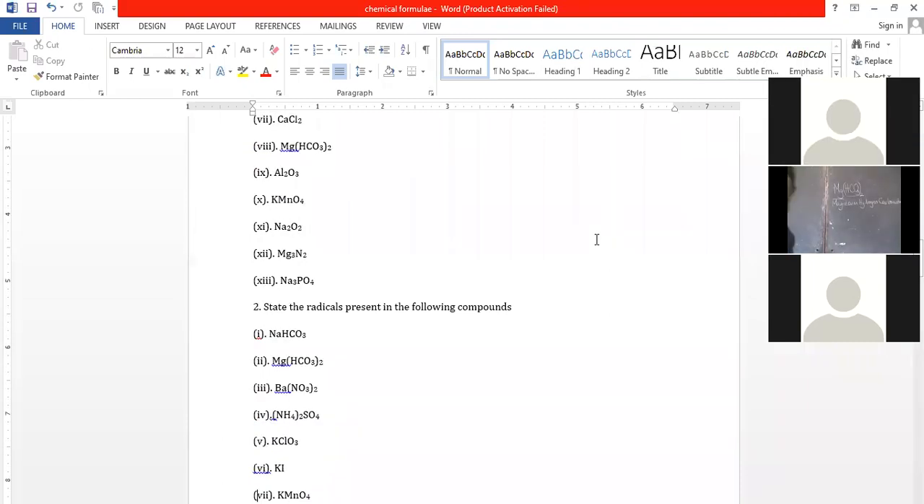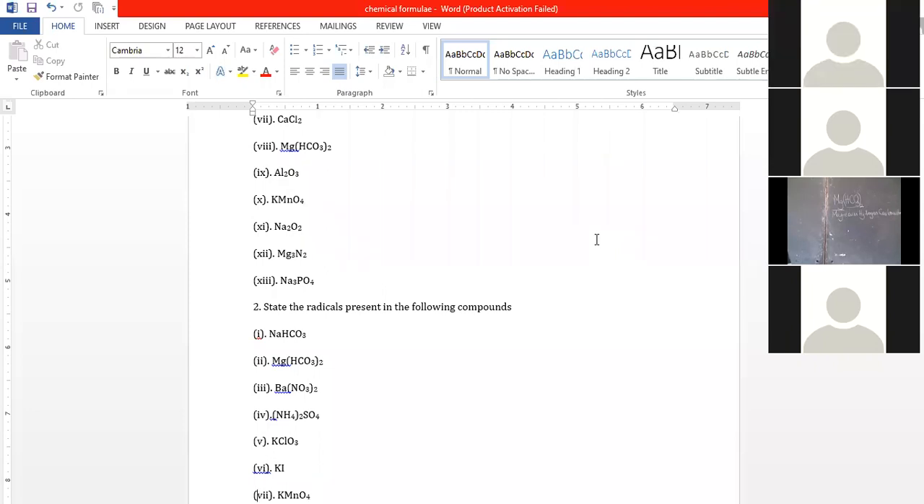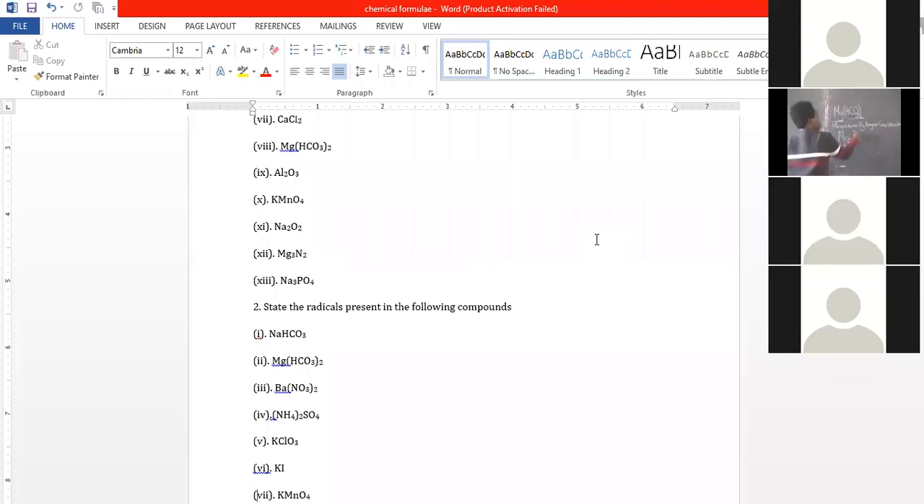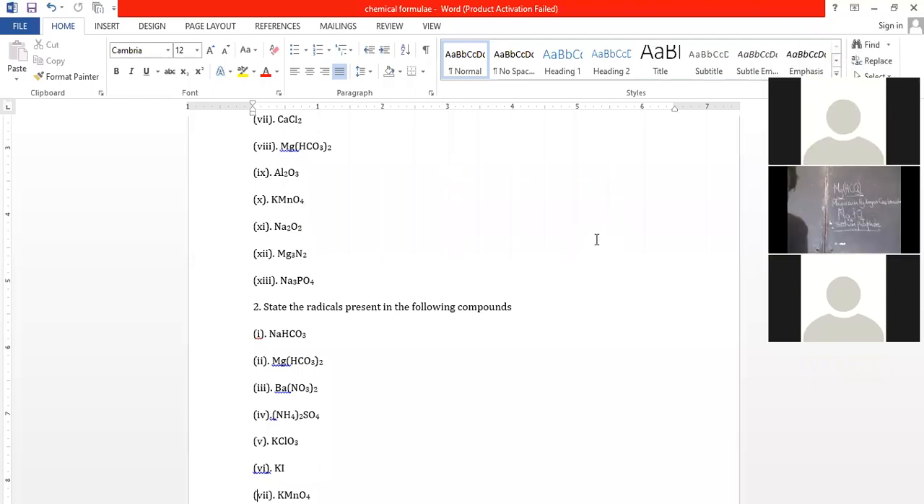Can someone give me the name to number 13? What is the name for number 13? Jovia. Sodium phosphate. That is sodium phosphate. Thank you very much. Na is sodium, then PO4 is phosphate. So I hope we can be able to identify the name of the element. We are going to look at question 2.